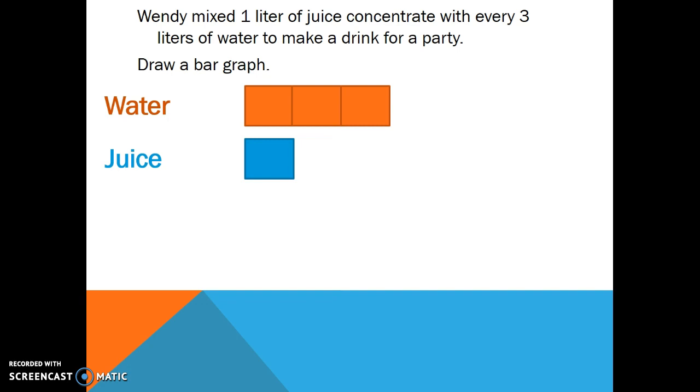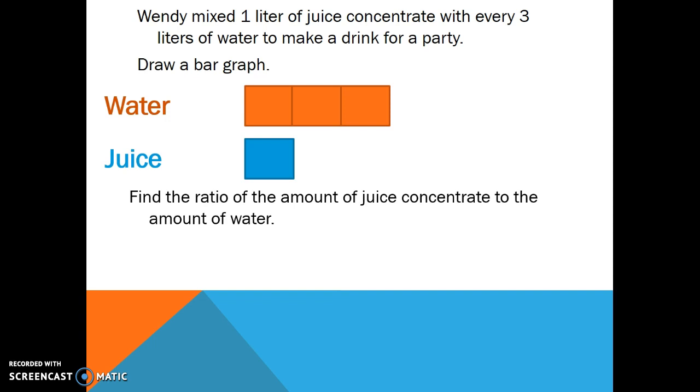Letter B says, find the ratio of the amount of juice concentrate to the amount of water. So I want juice to water, and my ratio is going to be 1 to 3. If I reversed that and asked you what the ratio of water to juice was, I hope that you would tell me it would be 3 to 1. But a ratio is always in a certain order, and we need to read the word problem carefully to make sure that we have the order correct.